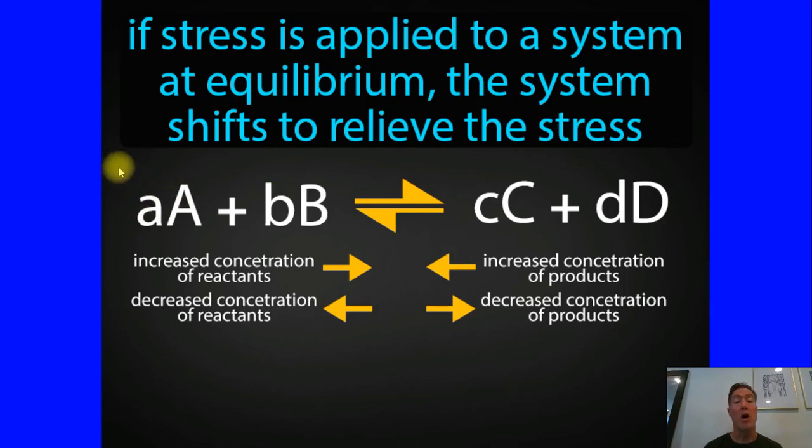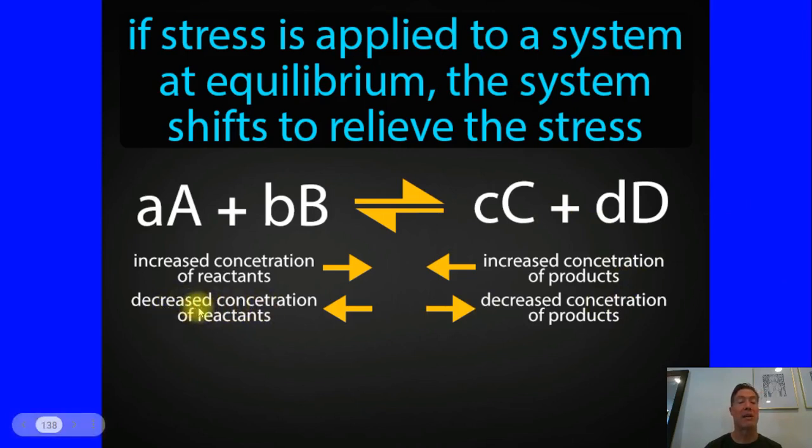The Q wants to grow, so it's got to shift and make more product. What if we reduce the concentration of reactants on the left side? Now this number has gotten smaller, so now Q is too big.